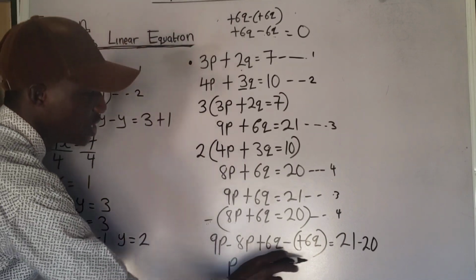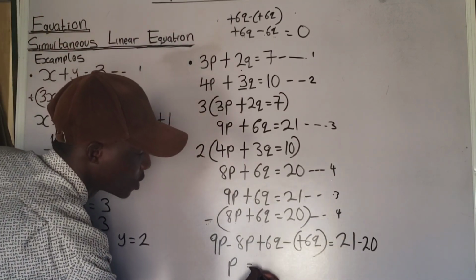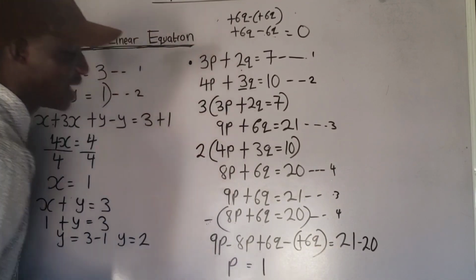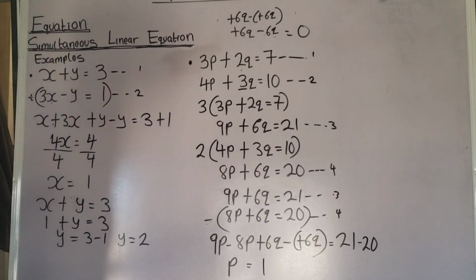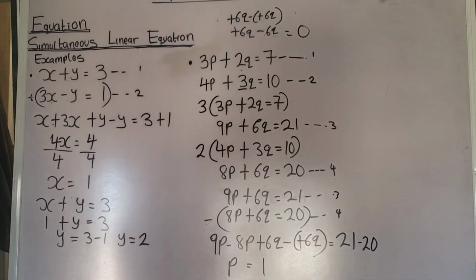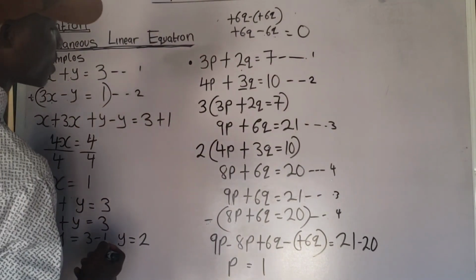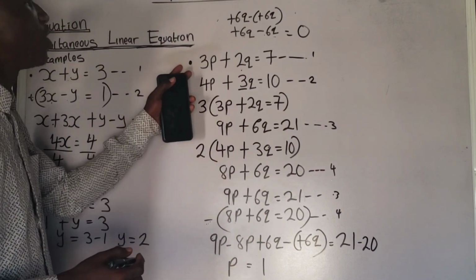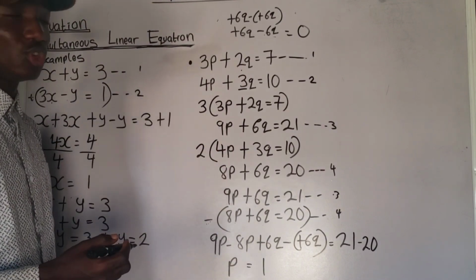Now let's proceed. 21 minus 20 will give us 1. That means p equals 1. So now we have gotten the value of p as 1. Now how do we solve for q? It is easy. We just have to substitute the value of p as 1 into either equation 1 or equation 2.